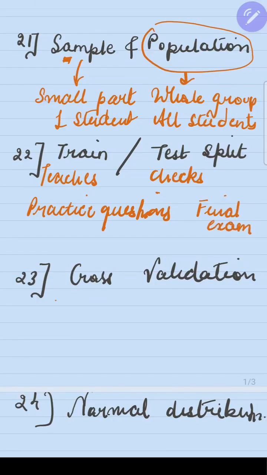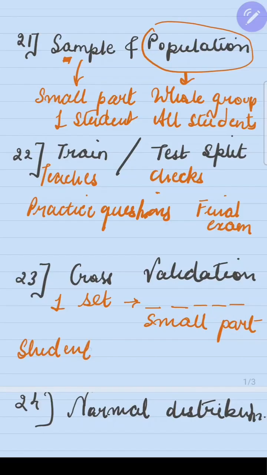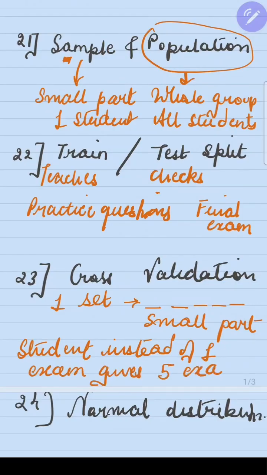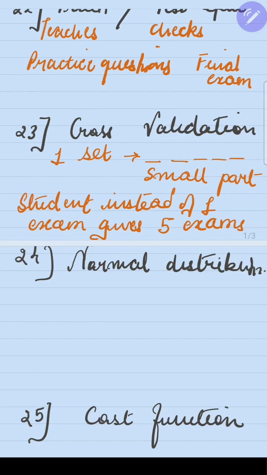Next is cross-validation. Instead of one test, we split data into many small parts and test multiple times. Example, a student gives 5 small practice tests instead of one big exam to check real understanding. ML uses cross-validation for fair evaluation.